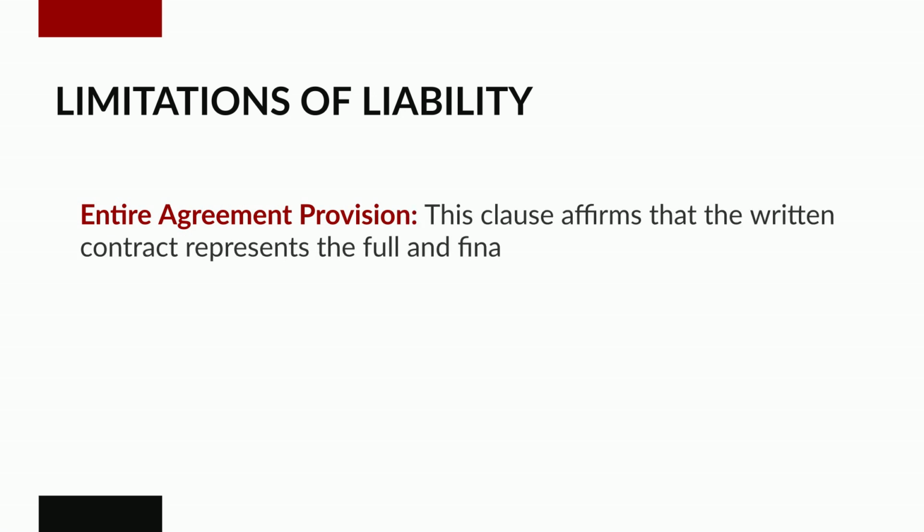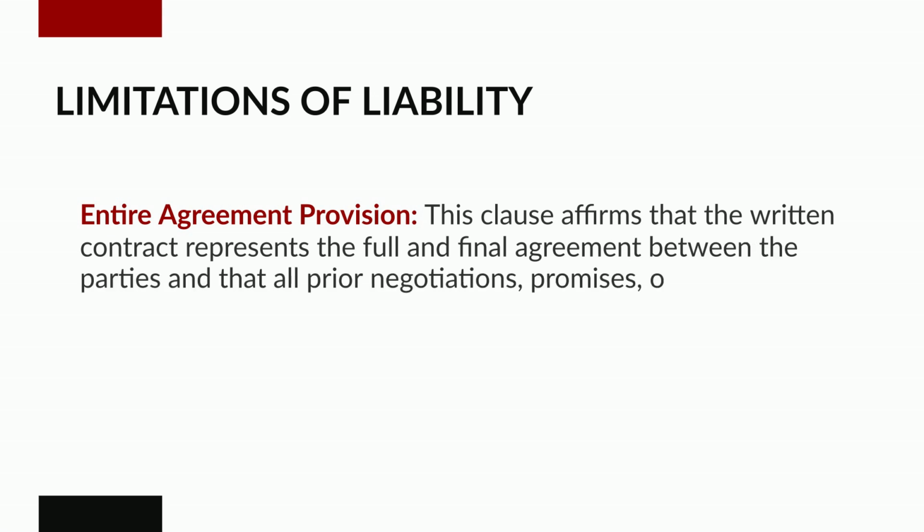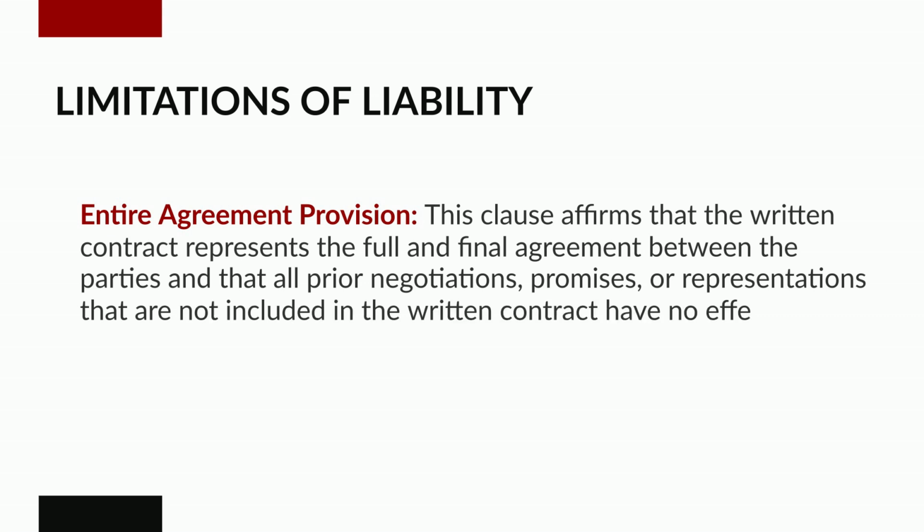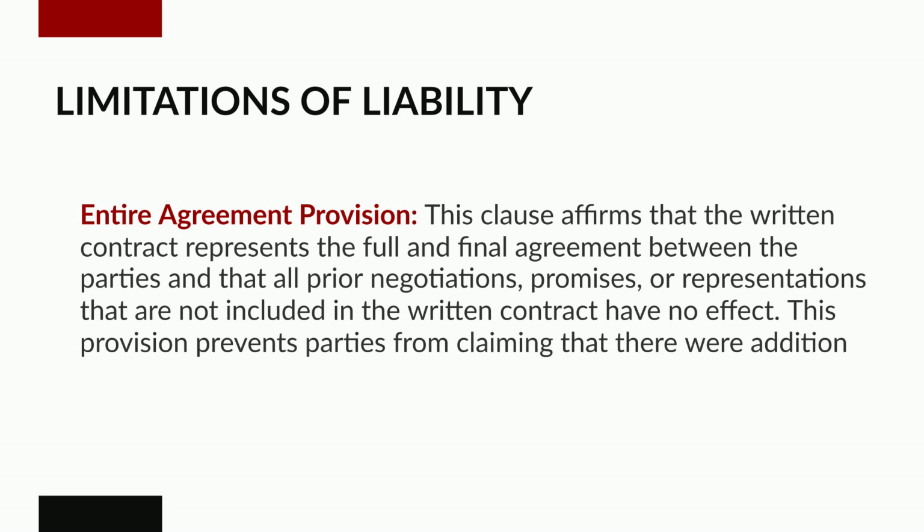Entire agreement provision. This clause affirms that the written contract represents the full and final agreement between the parties and that all prior negotiations, promises, or representations that are not included in the written contract have no effect. This provision prevents parties from claiming that there were additional terms agreed upon outside of what is documented.